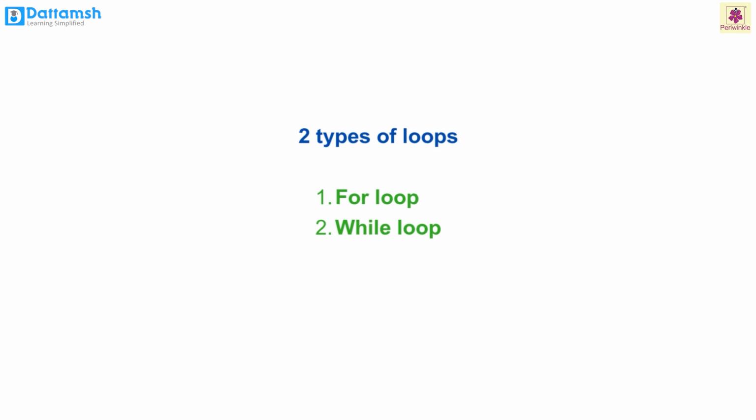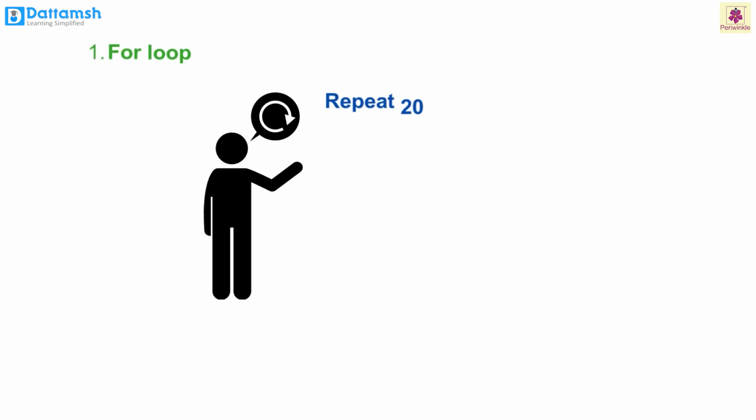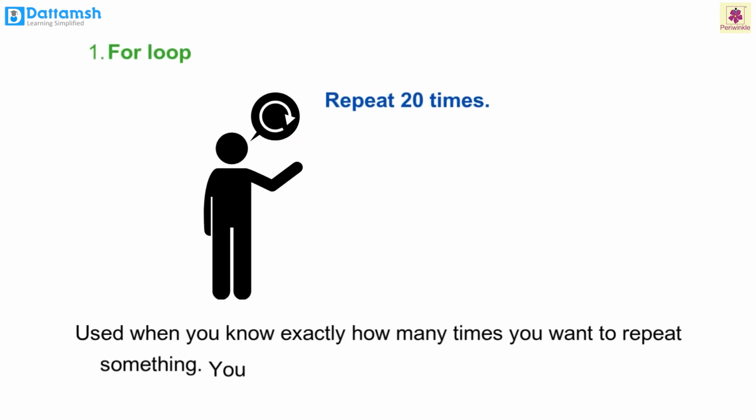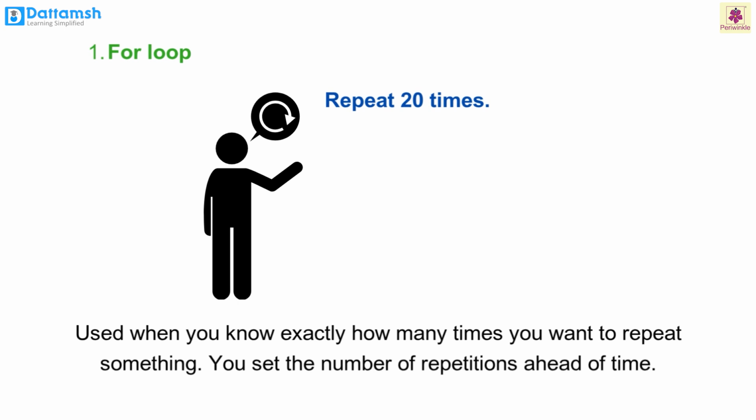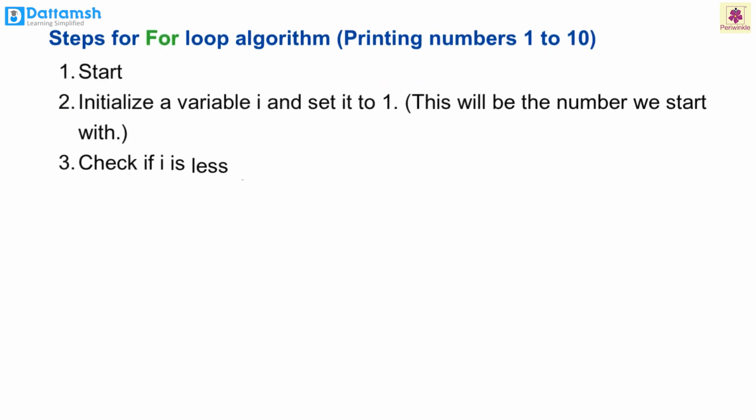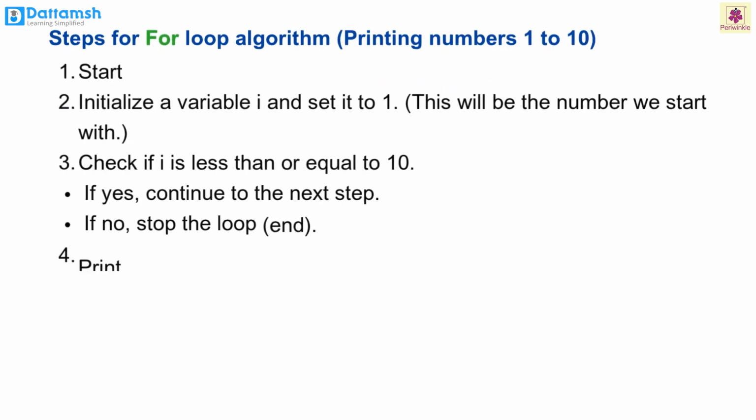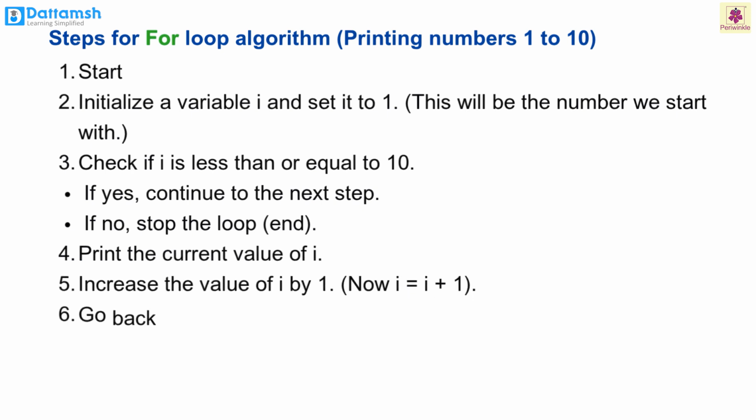Let us know what is for loop. For loop is used when you know exactly how many times you want to repeat something. You set the number of repetitions ahead of time. We will go through the steps for a for loop algorithm, printing numbers from 1 to 10.